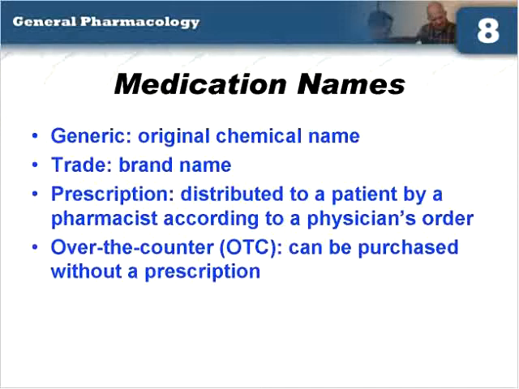Trade names begin with a capital letter. One drug may have more than one trade name, remember that, okay? And then prescription drugs are distributed only by the pharmacist on the physician's orders. OTCs, or over-the-counters, can be purchased without a prescription, okay?